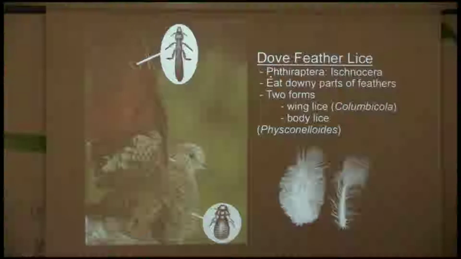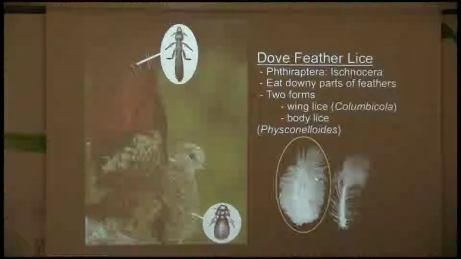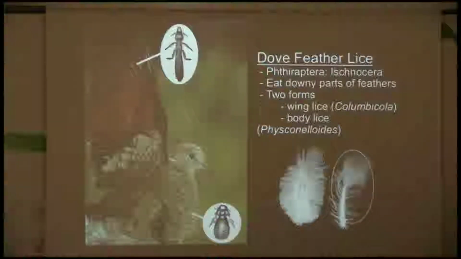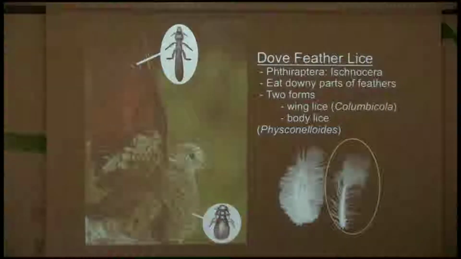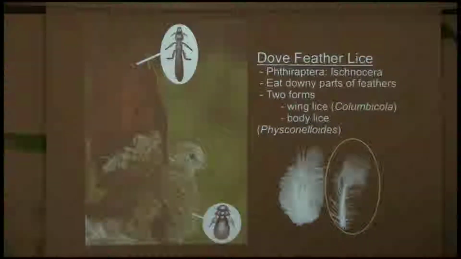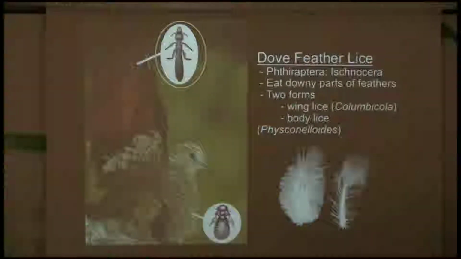Lice are in the insect order Phthiraptera and the suborder Ischnocera, and they eat the downy parts of the feathers. So here's a body feather from a pigeon that has a very low louse load, and here's a body feather from a pigeon that has a very, very high abundance of lice, and you can see they eat away the downy parts of this feather. That interferes with the bird's ability to thermoregulate, and they have lower overwinter survival if they have a high louse load.